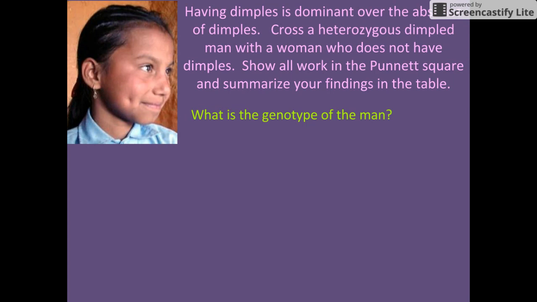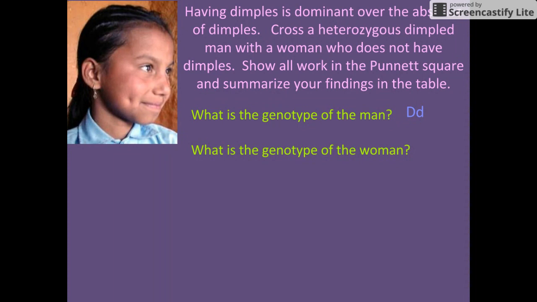Okay, so a heterozygous dimpled man. What would that genotype be? It's very, hopefully you can guess, okay? So what is the genotype of the woman if she does not have any dimples? The genotype of the man, heterozygous, means he has to have big D, little D. The woman, to not have any dimples at all, has to be recessive, little D, little D.